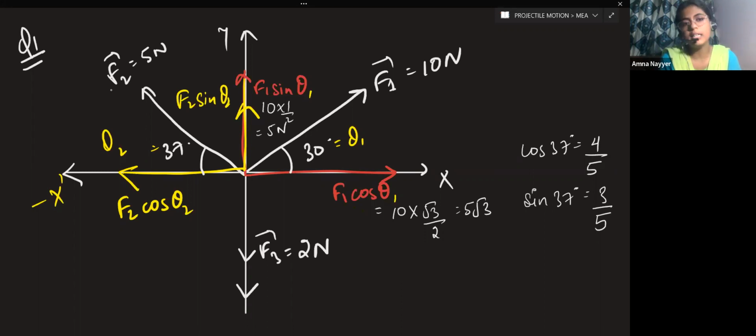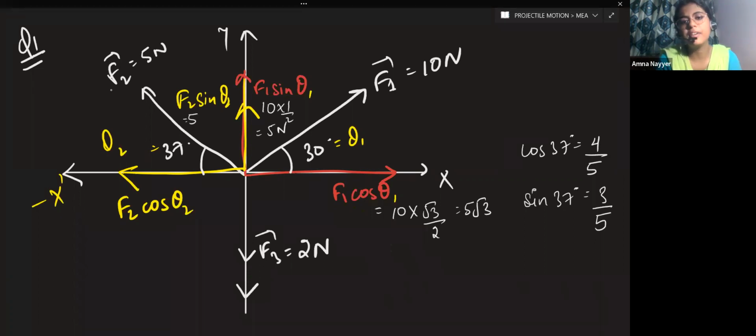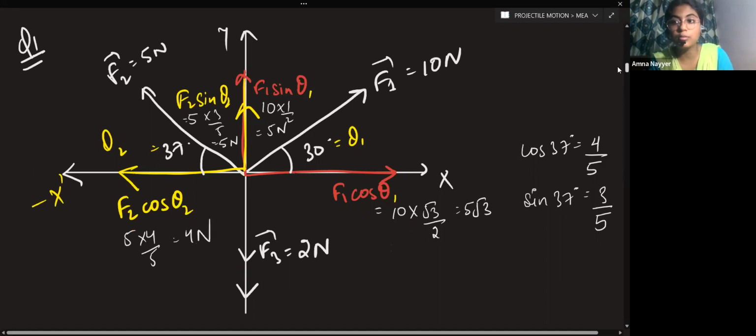F2 sine theta 2 will be what? F2 is 5, sine theta 2, and sine 37 is 3 by 5. So 3 by 5 of 5 will give you 3 Newton. And F2 is 5, cos theta 2 is 4 by 5, so this will give you 4 Newton. Now we have all the forces along the X and Y axis. I'm writing all the forces separately.